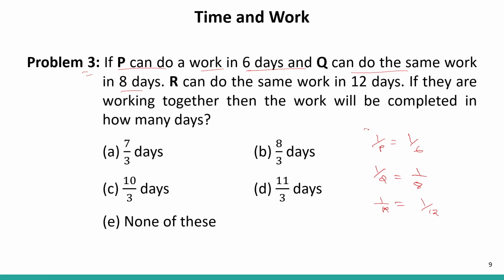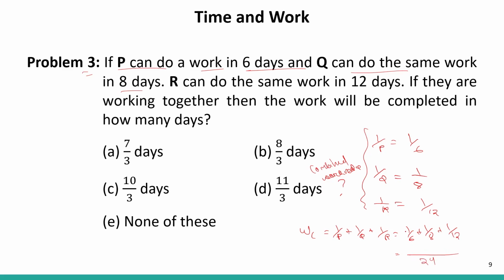So here we are basically asked about the combined work rate. That is what we need to evaluate. So WC is equal to 1 by P plus 1 by Q plus 1 by R. So this will be equal to 1 by 6 plus 1 by 8 plus 1 by 12. What we can do right here is take the LCM of 6, 8 and 12. It will be 24, right?